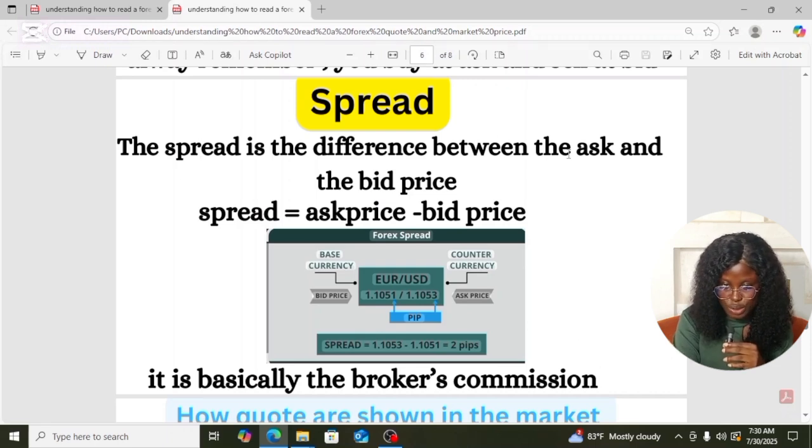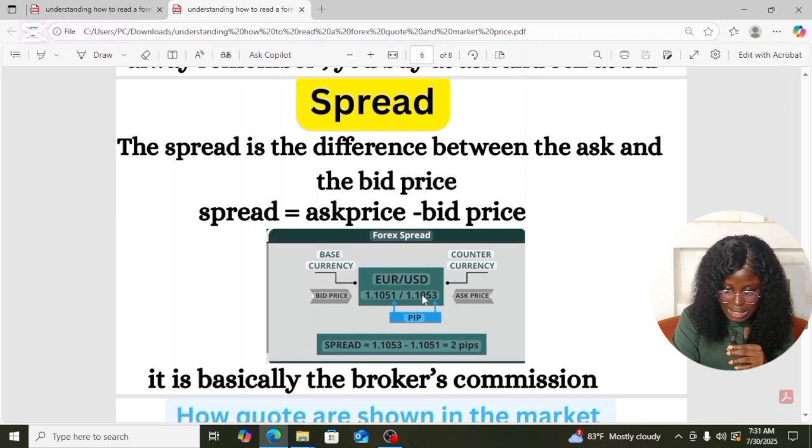The spread is the difference between the ask price and the bid price. So spread is equal to ask price minus bid price. Let's give an example. This is a currency pair, EUR/USD. Euro is the base currency, and USD is what is known as the quote currency.